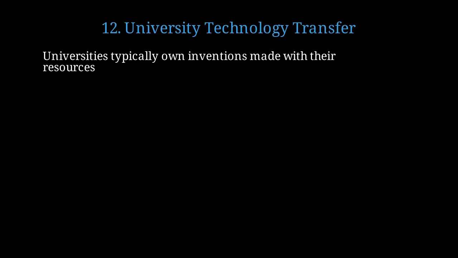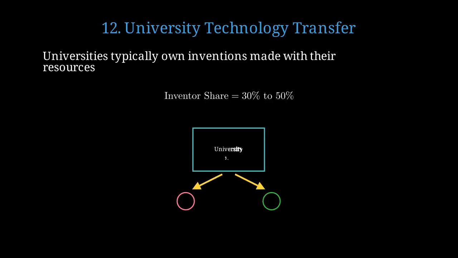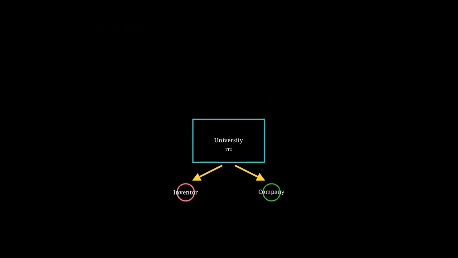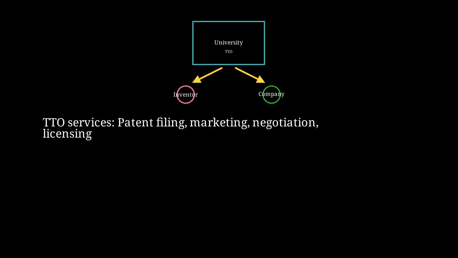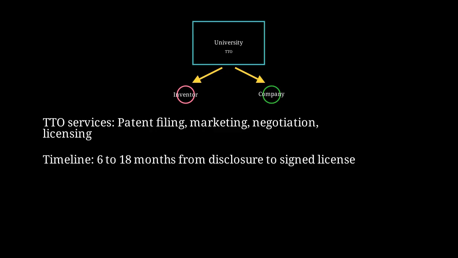If you're at a university, understanding the technology transfer process is essential. Universities typically own inventions made using their facilities, funding, or resources under the Bayh-Dole Act. Inventors typically receive 30 to 50% of licensing revenues after university expenses are recovered. The Technology Transfer Office, or TTO, acts as intermediary between inventors and companies, handling negotiations and legal agreements. Technology transfer offices provide patent filing, marketing to industry, license negotiation, and ongoing agreement management. The typical timeline from invention disclosure to signed license agreement is 6 to 18 months, sometimes longer for complex technologies.